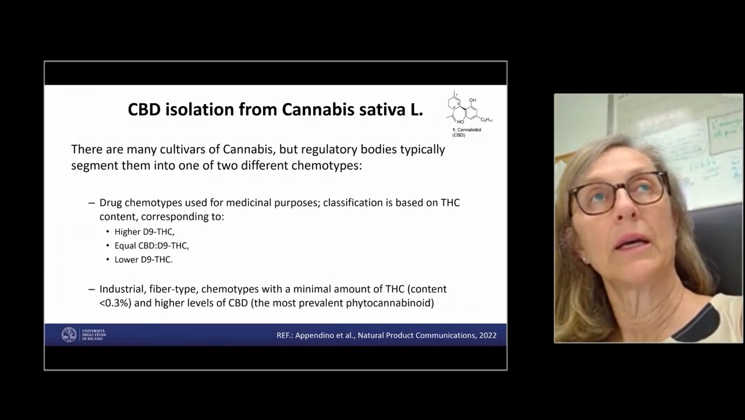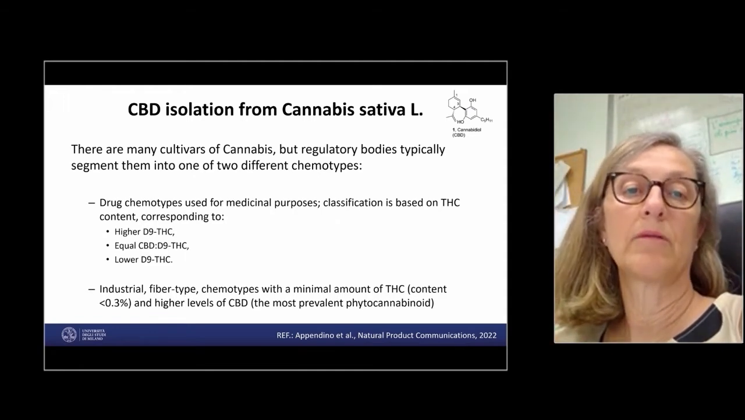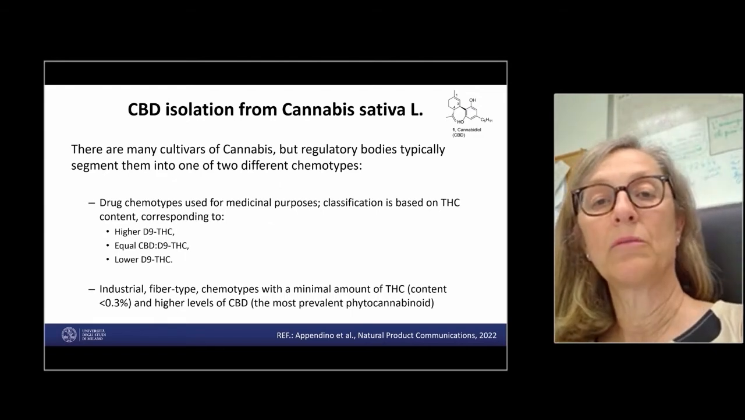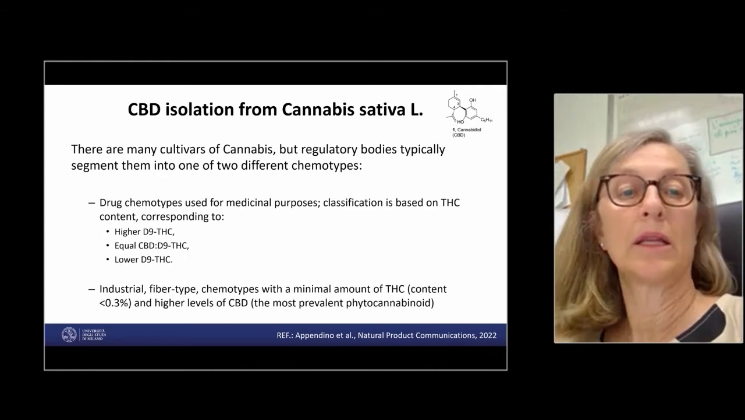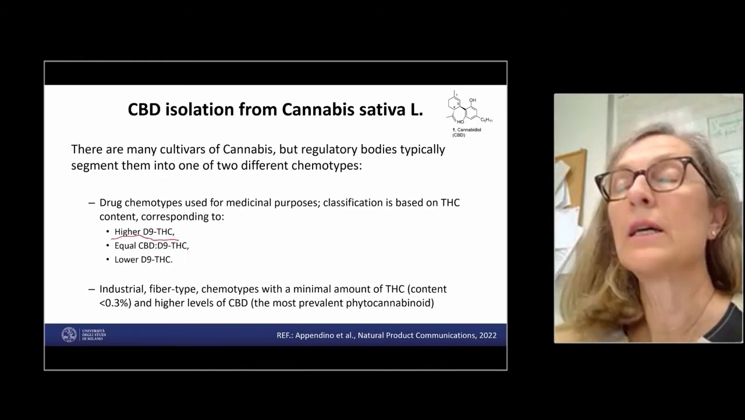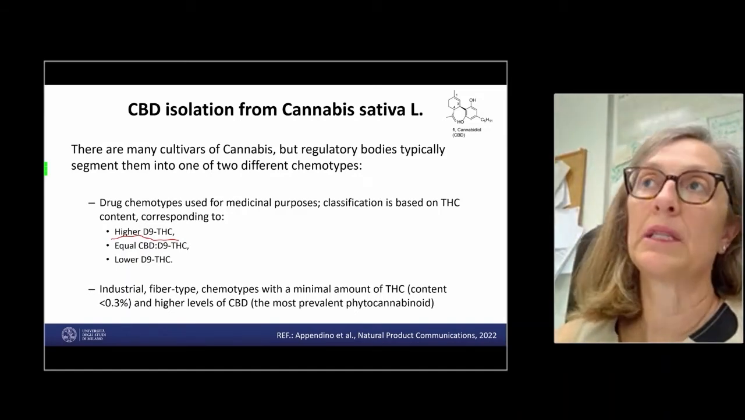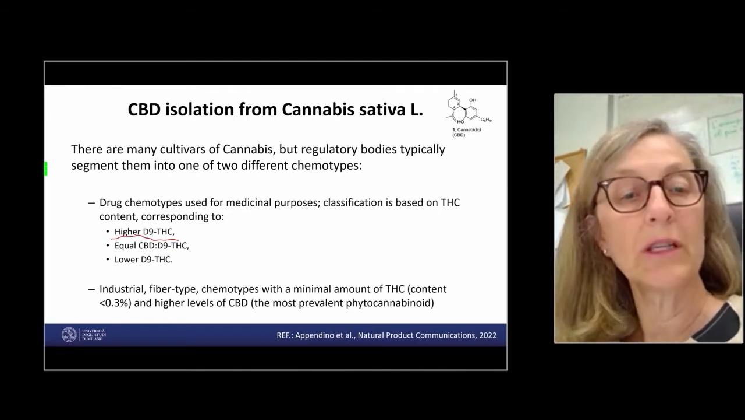How can we have CBD? We can isolate CBD from Cannabis sativa, and we have different chemotypes of cannabis. There are chemotypes with a very high level of THC. That is the one that is used for some medicinal products where THC is the active ingredient.